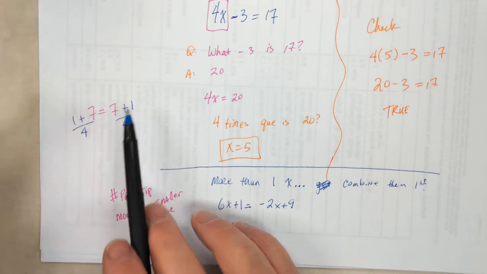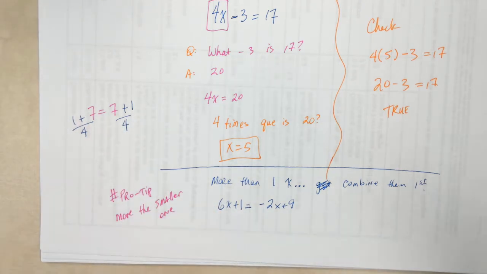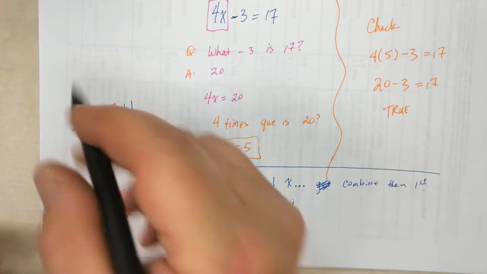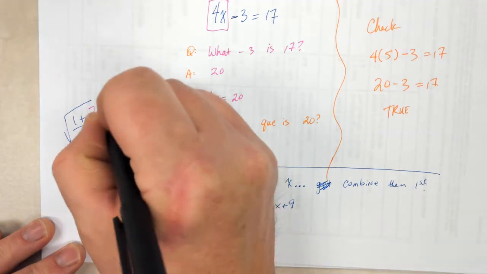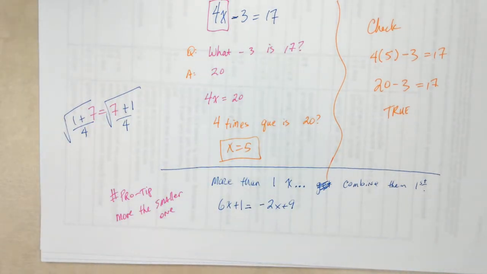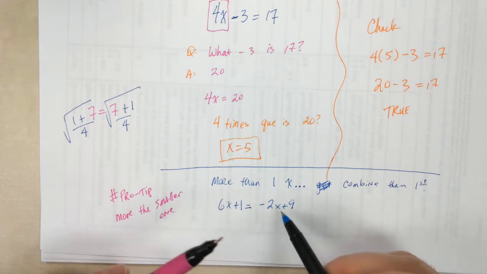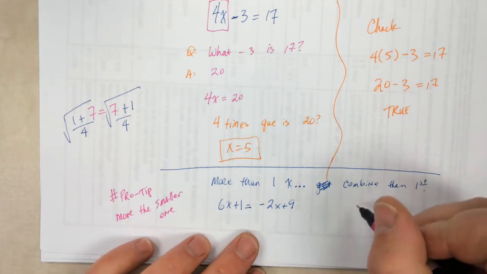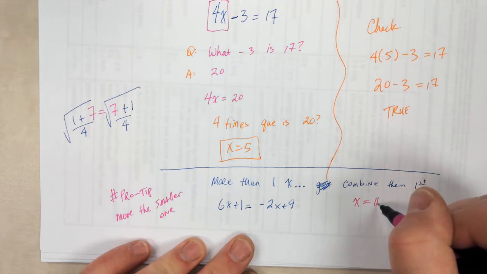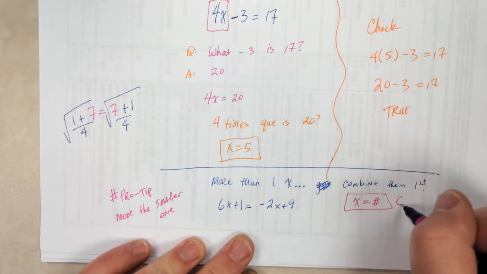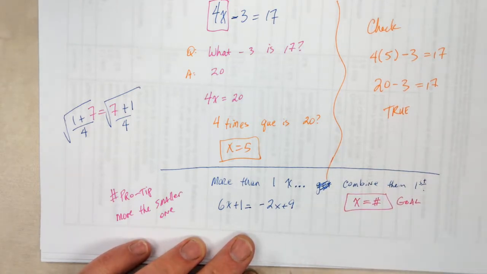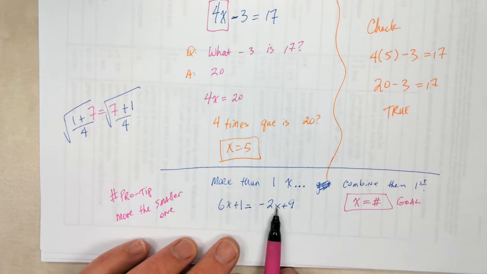I'm just doing the 1 and the 4 just to show you that I could do anything I want. But as long as I do the same thing to both sides, still good. So for example, still good. Still the same number. So what you do to one side, you got to do it to the other. The reason why we're doing things to both sides is to get this. We want x equals a number. That's our goal.